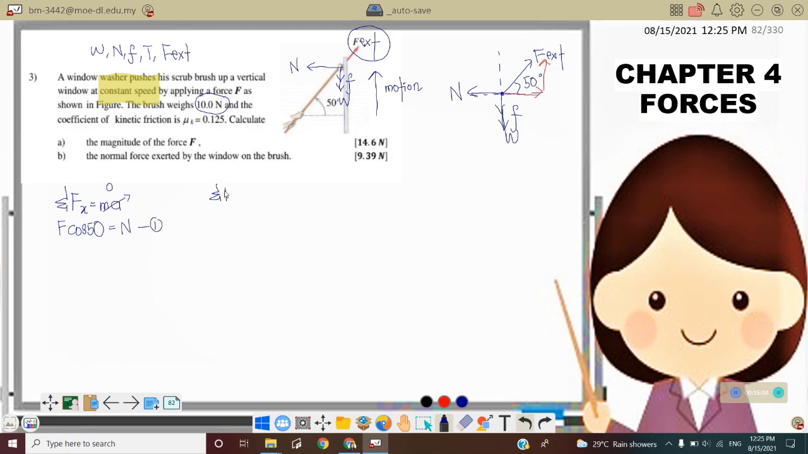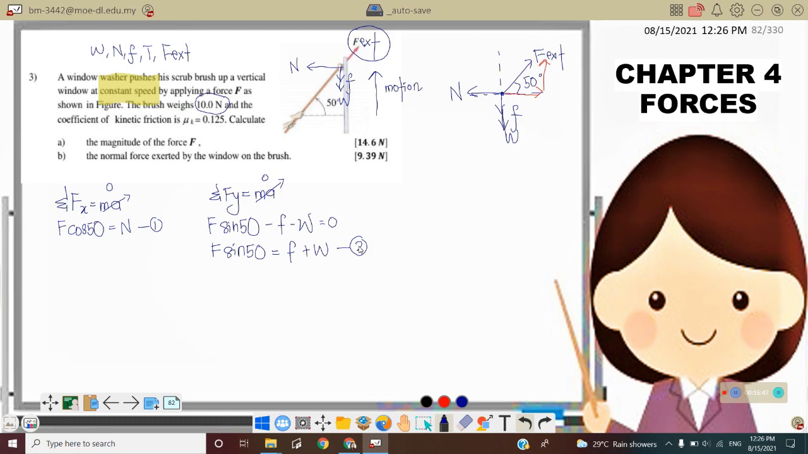The second equation is from your y component. Again, because it is moving at constant speed, the sum equals 0, meaning the force acting upward must equal the force acting downward. The force acting upward is F external sine 50, minus friction, minus weight, equals 0. So the force acting upward equals the force acting downward, the friction and the weight. This is our second equation.